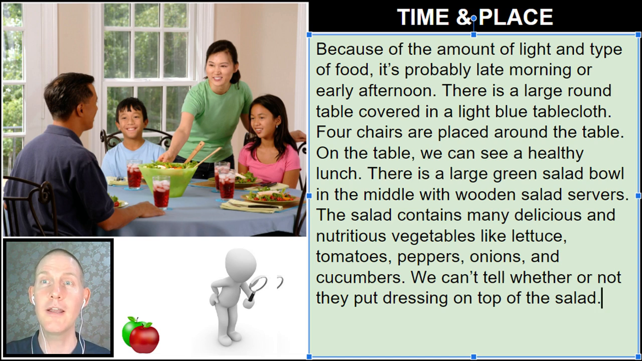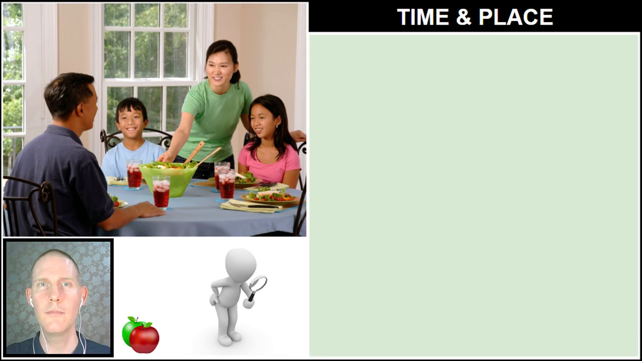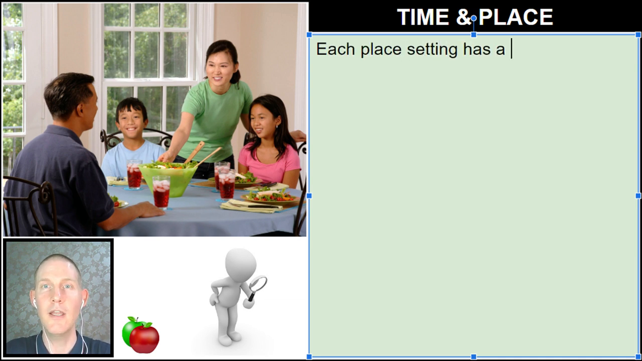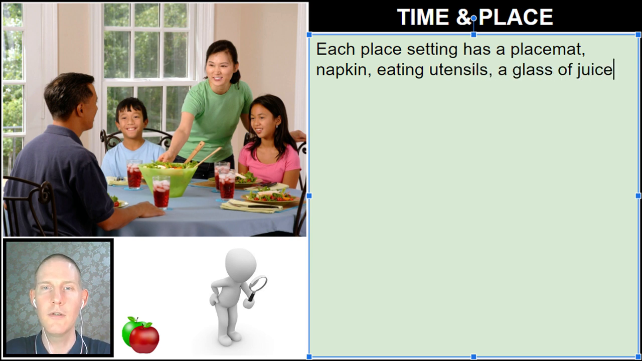Maybe they had like an Italian dressing, which is more of like an oil and you can see through it, so it's more liquidy, and they might have already put it on top. We don't know. All right, more time and place, more details. Here we go. Each place setting has a placemat, napkin, eating utensils, a glass of juice, and a plate full of tasty salad.